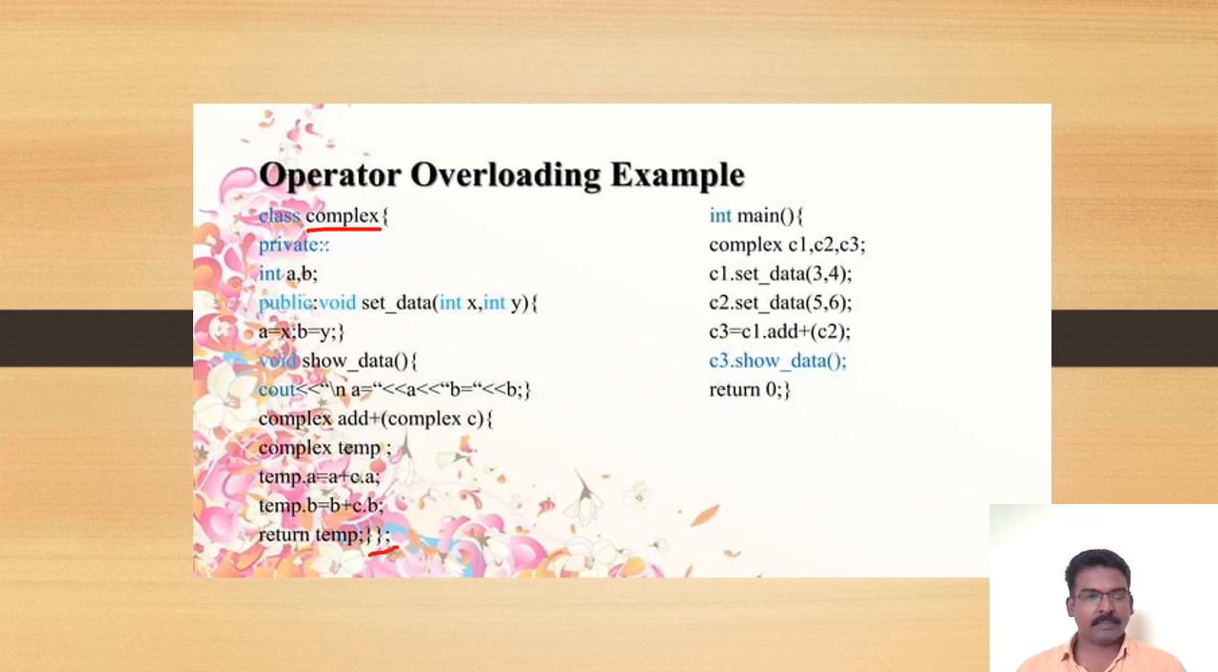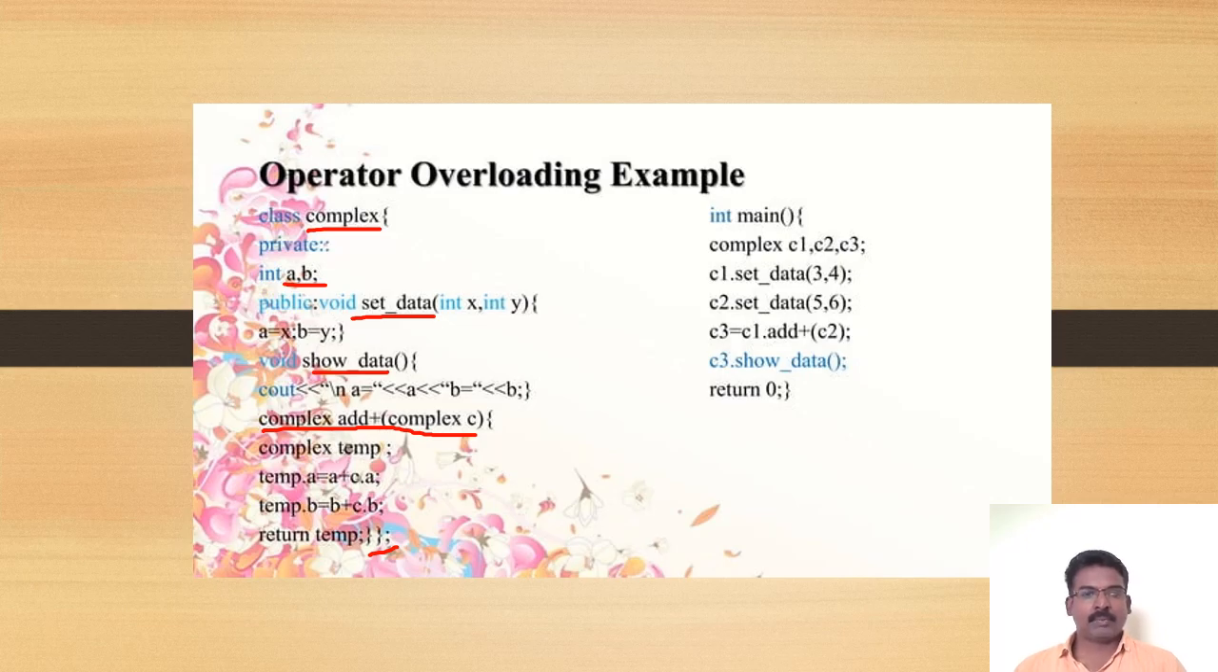And it ends here. So here in this class we have declared two data members, a, b, and we have declared two functions, set data and show data. And here also, here only the actual operator overloading takes place.